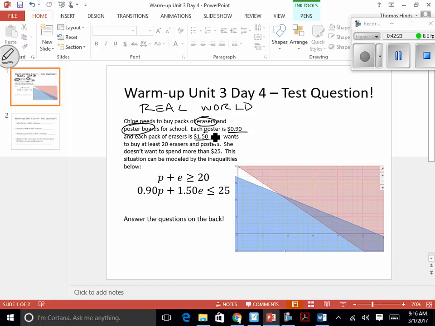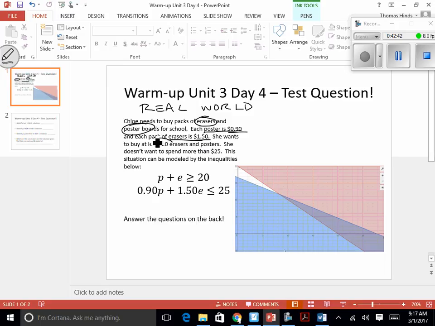She wants to buy at least 20. Next class, when we go to the next level, because I didn't want this to get too crazy, I left out this whole thing of at least and at most. What symbol does it turn into? That will be next time. But you do need that part.